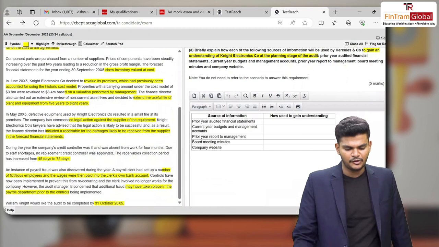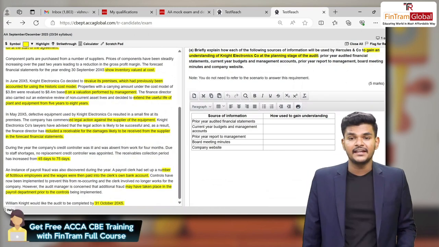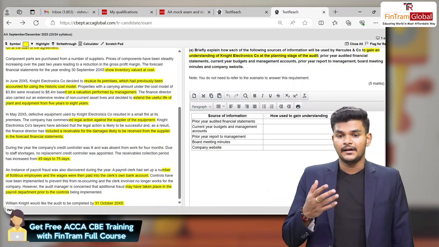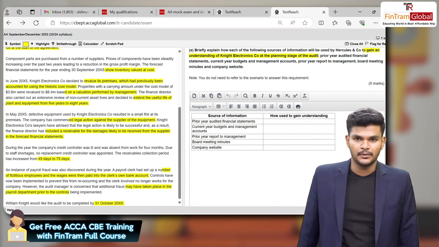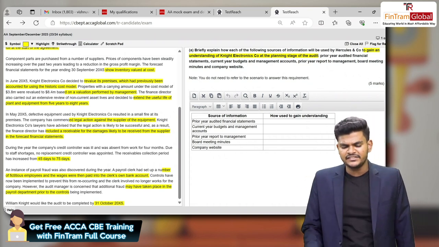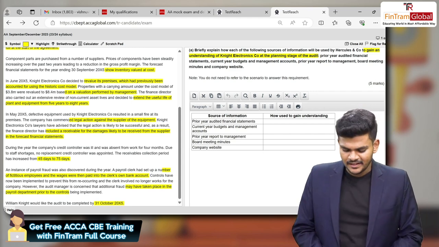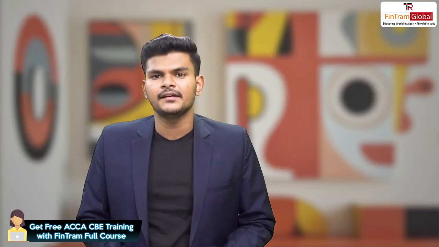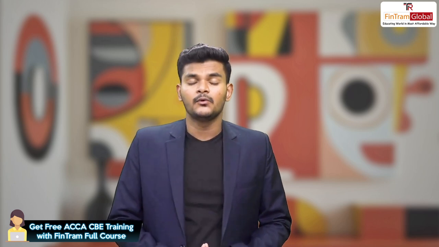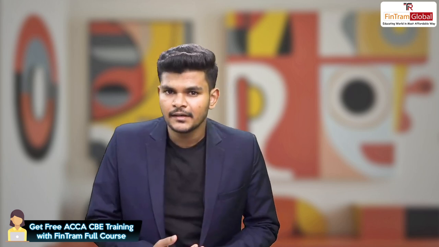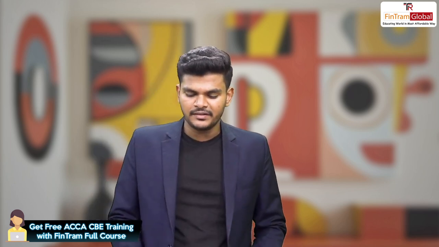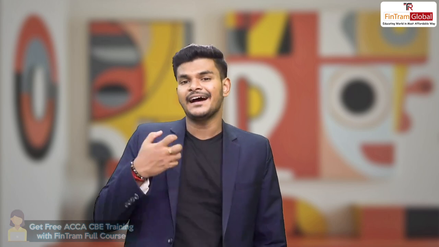We've understood the scenario and we've highlighted many instances that indicate an audit risk as well, isn't it? So let's answer each of these requirements one by one, shall we? So let's have a look. So folks, this particular requirement wants us to explain how each of these sources of information would be used in the audit to obtain an understanding of Knight Electronics Co. Okay folks, so let's explain that over here.